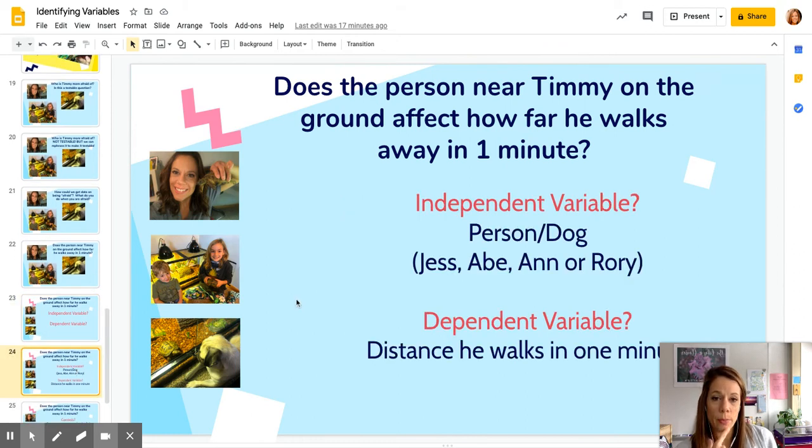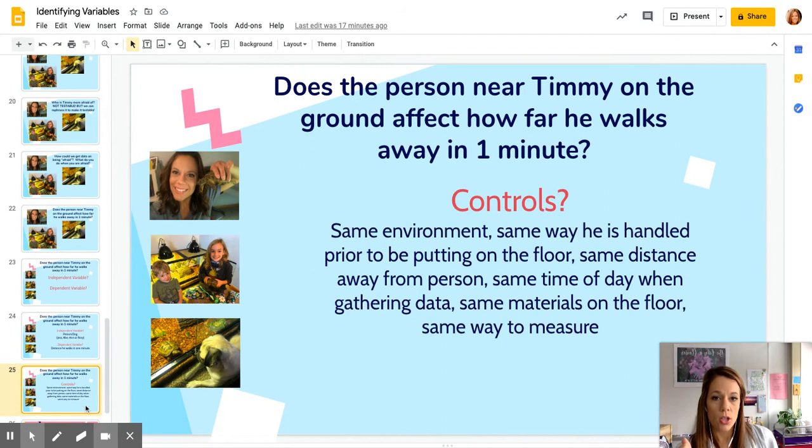So the independent variable, what's being tested, what's being changed, is the person or dog. So if it was me, Abe, Anne, or Rory, that's what we're testing. What we are measuring is the distance that he walks away in 1 minute. Again, because we can't just measure being afraid. So the distance he walks in 1 minute would be our dependent variable.